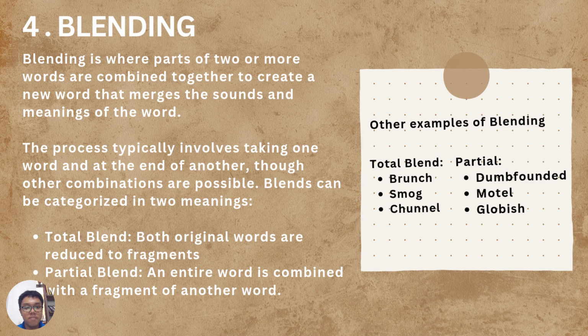Next up is blending. Blending is where parts of two or more words are combined together to create a new word that merges the sounds and meanings of the words. The process typically involves taking one word at the end of another, though other combinations are possible. Blends can be categorized in two ways. First one is total blend. Both original words are reduced to fragments. We have brunch, smog, and channel, which is channel and tunnel.